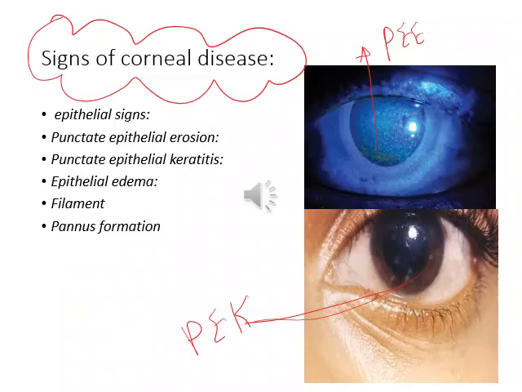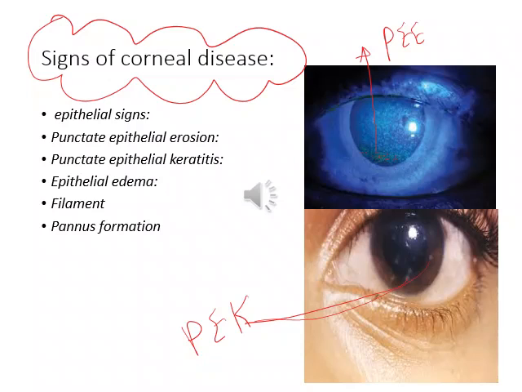The cornea is a transparent structure. The causes of corneal transparency were mentioned in the previous slide, and it's obvious, no need to be explained. What I want to explain here are the signs of corneal disease. The cornea has 5 layers. The signs of epithelial disease include punctate epithelial erosions. Look at the slide, the upper right side.